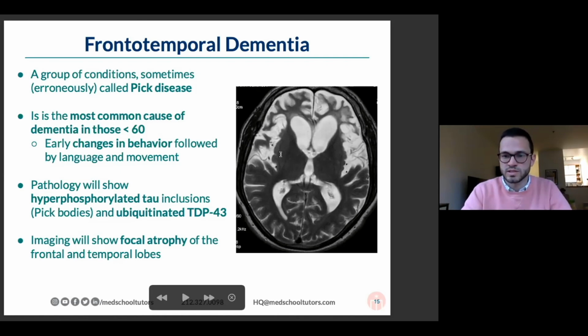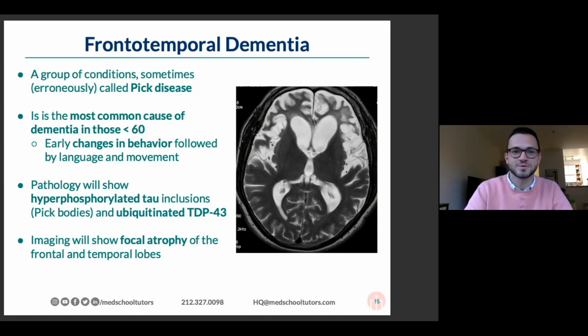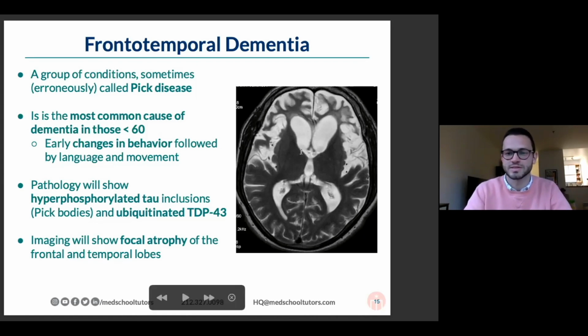Yes, we can see tau in Alzheimer's, we can see tau in Pick disease, we can see tau in some Parkinsonism syndromes, we can see tau in a lot of different places. But for testing, don't let me mess you up, right? I would think about tau as Alzheimer's, frontotemporal dementia.